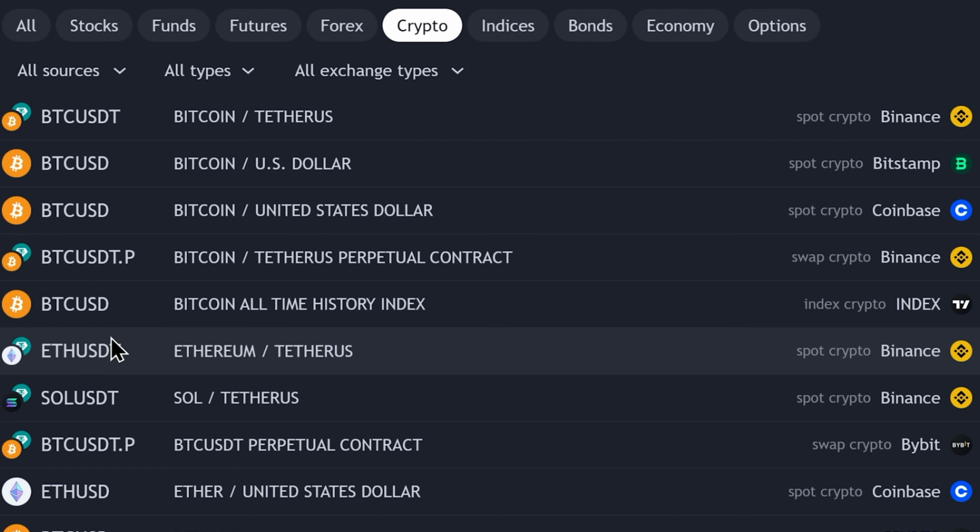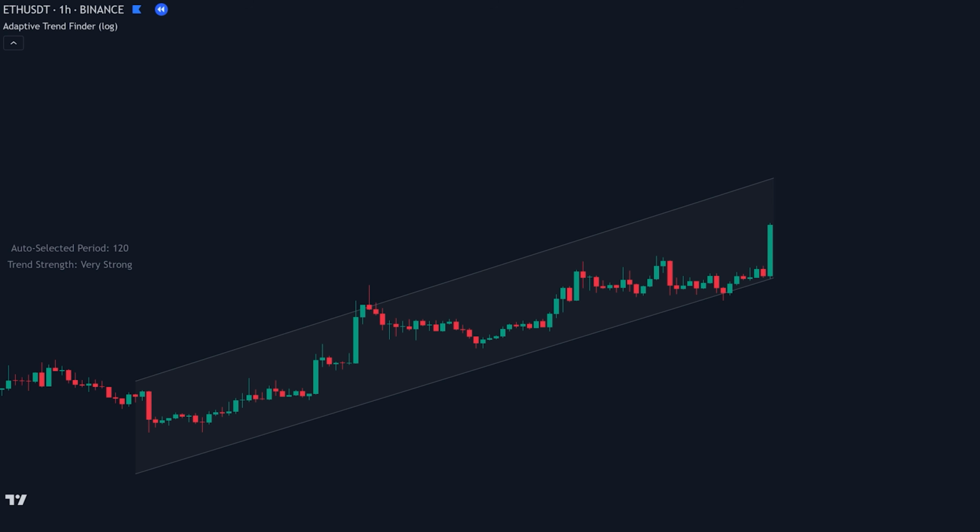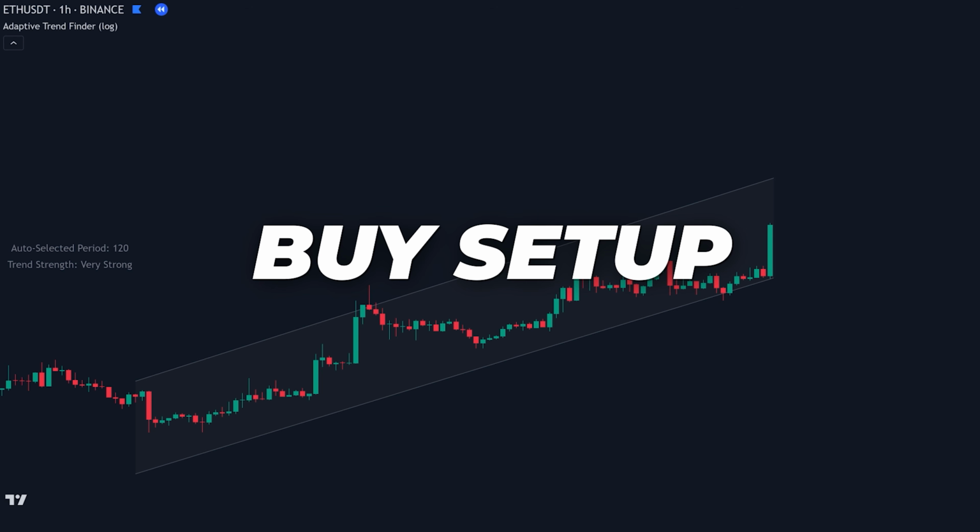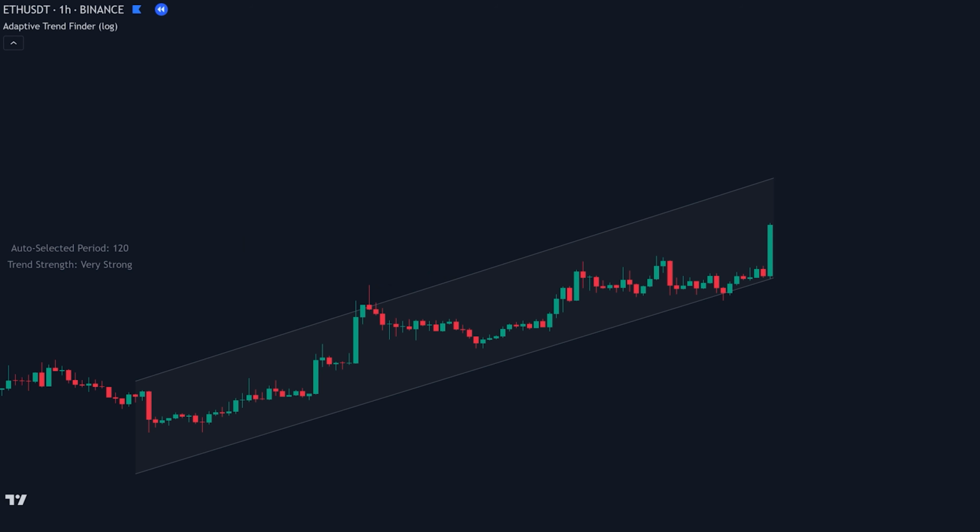Let's switch to the Ethereum chart. It's actually a buy setup trade, as the chart shows a strong upward trend, with the Adaptive Trend Finder automatically detecting the trend channel. The price approached the lower boundary of the trend channel, signaling a potential buy setup. The best entry point is after the formation of the bullish engulfing candle. The trend strength is labeled as very strong, giving further confidence in the continuation of the upward trend.